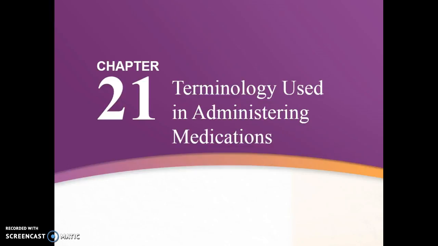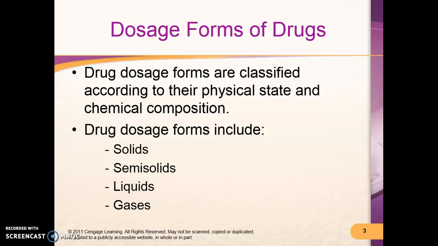This week we're going to be covering chapter 21, which is all about the terminology used in administering medications. So we're going to be specifically looking at dosage forms and routes of administration and the terminology that goes along with those things. When we think of dosage forms, what we are thinking about is how the medicine comes. So it's going to be looking at two basic things: the actual physical state and the chemical composition of that drug. And we basically put them into 4 categories: solids, semi-solids, liquids, and gases.